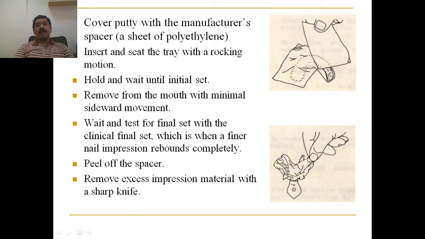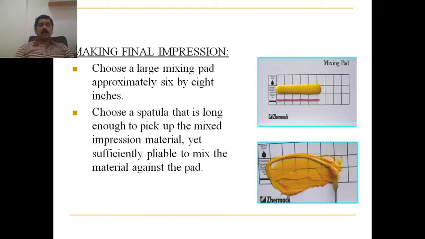Now, peel off the spacer and remove the excess impression material with a sharp knife. Now, let's see how we are going to make a final impression, and for that we need a light body. This method that I am talking about now is an old method, when we have two separate pastes, that is the reactor paste and the base paste.